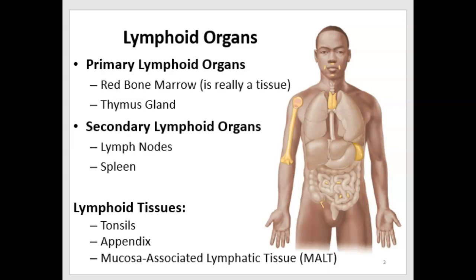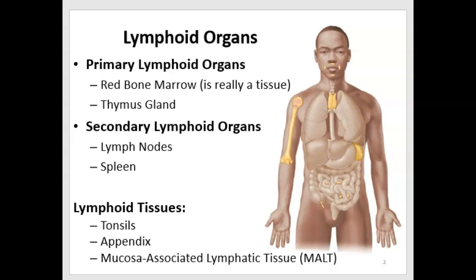There are primary lymphoid organs and secondary lymphoid organs. The primary lymphoid organs include the red bone marrow, where all leukopoiesis takes place. So this is where all lymphocytes and other white blood cells are born. And the other primary lymphoid organ is the thymus gland, and that's where a specific type of lymphocyte matures. So it's necessary for T lymphocytes to function. I think that's why it's considered a primary lymphoid organ.